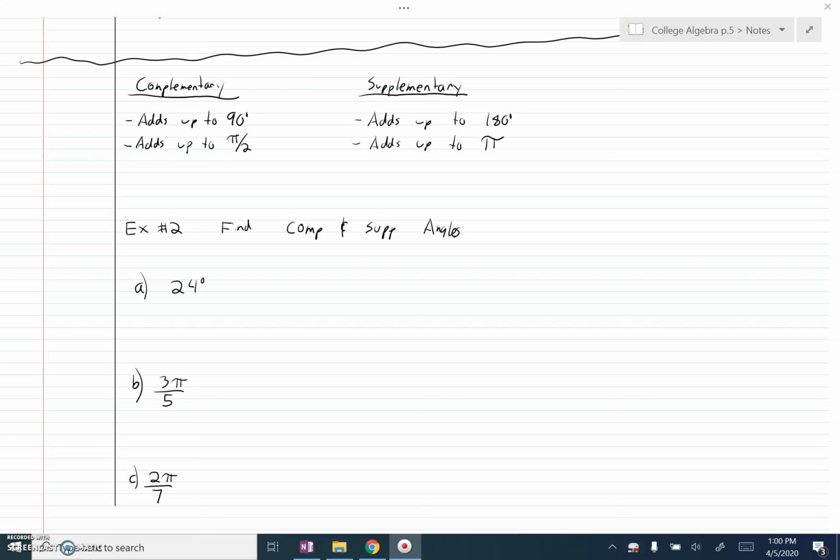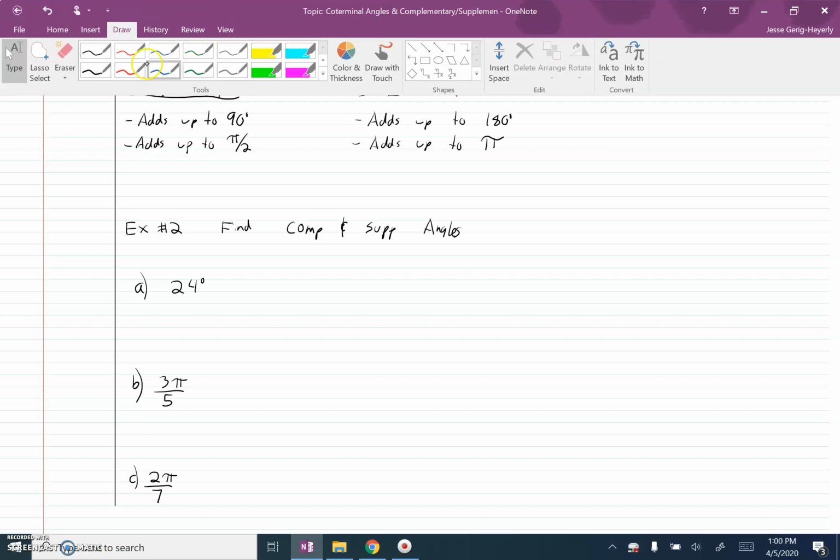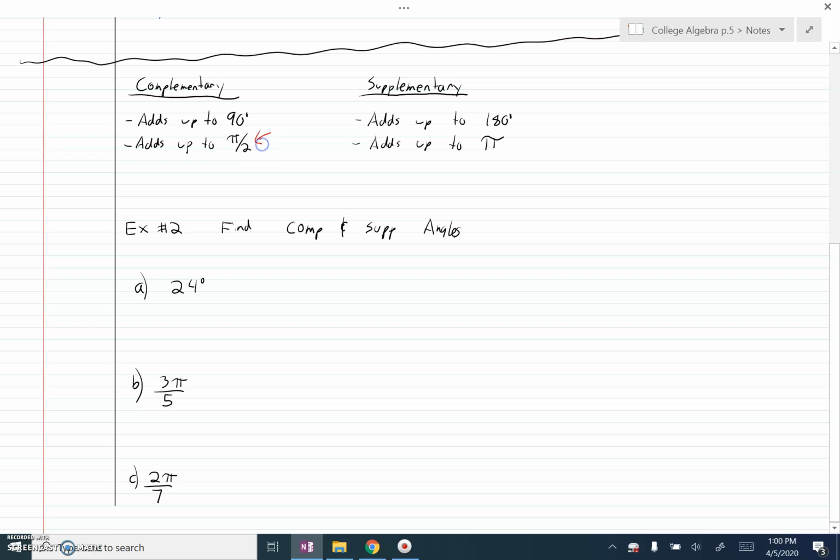The new thing we're talking about is this right here. If we're talking about radians, they add up to pi over 2. Because again, 90 degrees and pi over 2 are the same thing. Just one's in radians and one's in degrees. Same thing here. 180 degrees is the same thing as pi. So if we're talking about radians, supplementary angles would add up to pi. Okay, so when we're looking at supplementary or complementary, just make sure we're looking at radians or degrees. So again, the bottom ones would be radians. The top would be degrees.